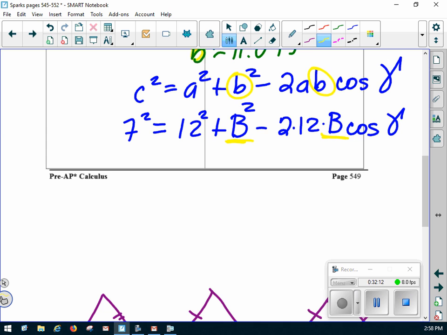Okay? So you're going to do 12 squared plus B squared and get that number. 2 times 12 times that B and get that number. I'm going to tell you what the answer is, and if you're having trouble, holler at me and we'll work on it. What am I looking for? Gamma?